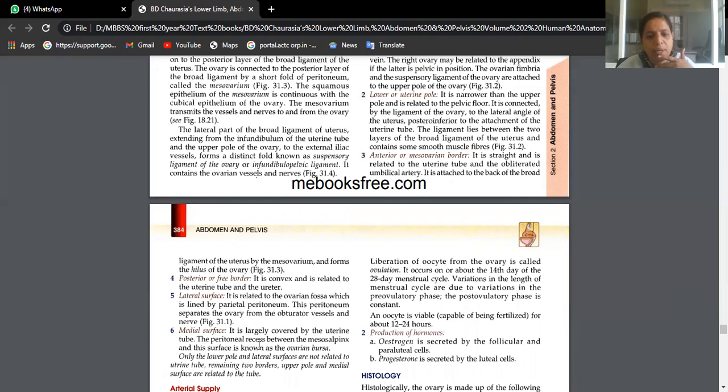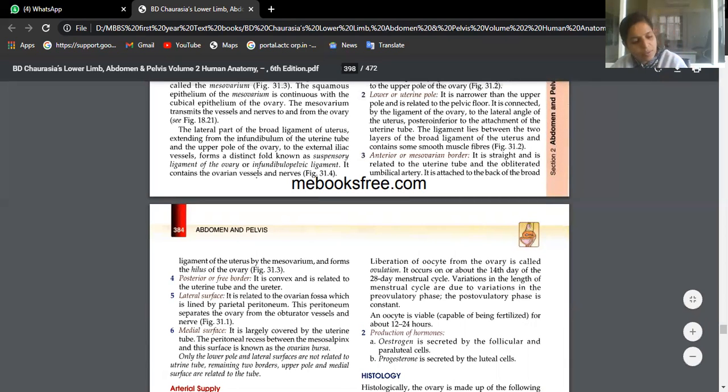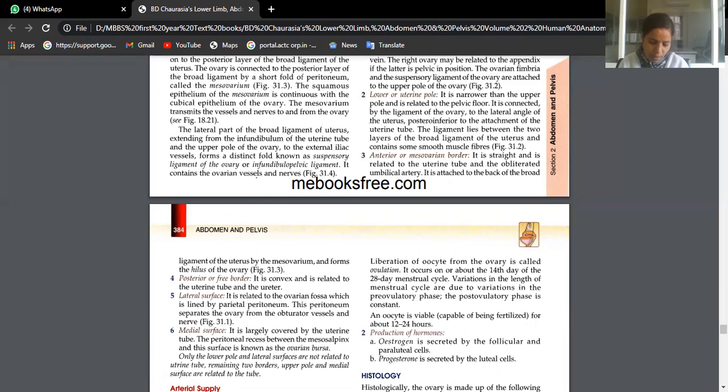Okay. So the peritoneal recess. What is a recess? Empty space. Like, an extension is usually called a recess. Like the peritoneal recess between the mesosalpinx. What is mesosalpinx? The fold of peritoneum with the fallopian tube is called mesosalpinx, or the peritoneal covering of the fallopian tube is mesosalpinx. So on the medial surface, it is covered by the uterine tube. You also find a peritoneal recess between the mesosalpinx and this surface, known as the ovarian bursa. So these are relations, because exclusively relations only is asked. Okay.